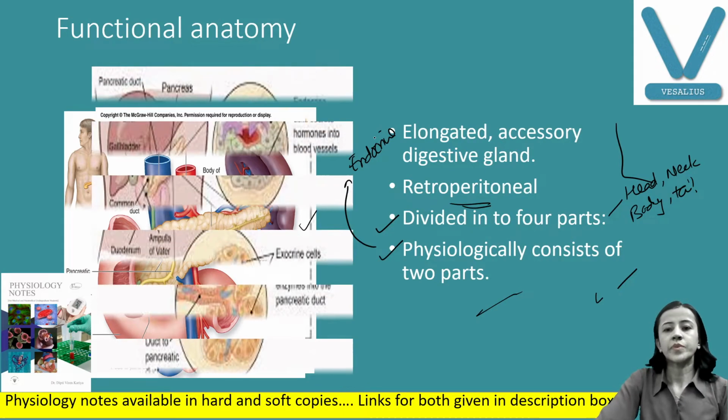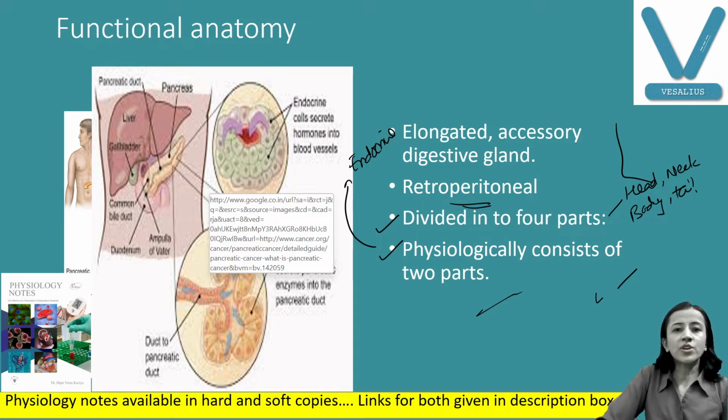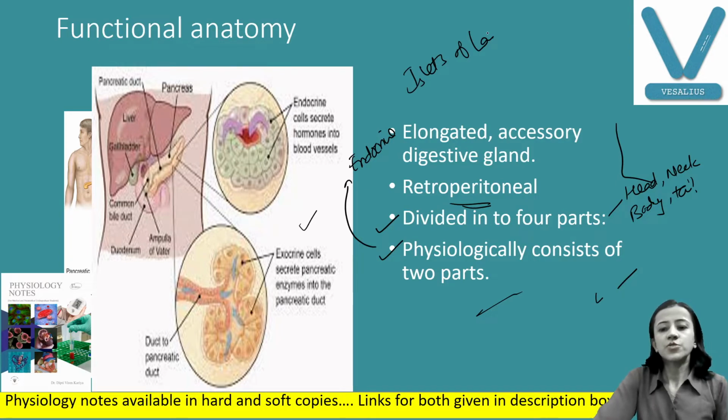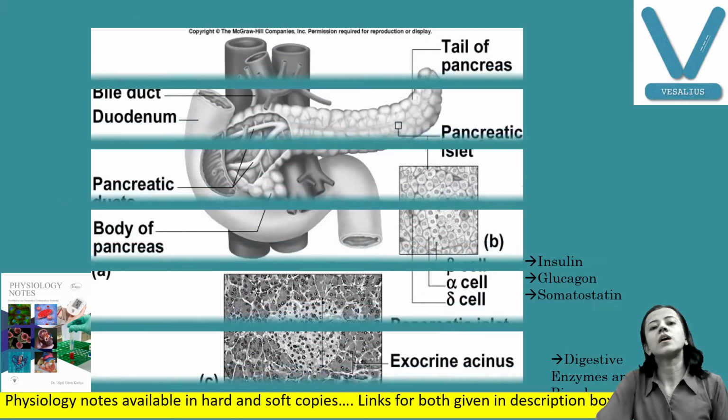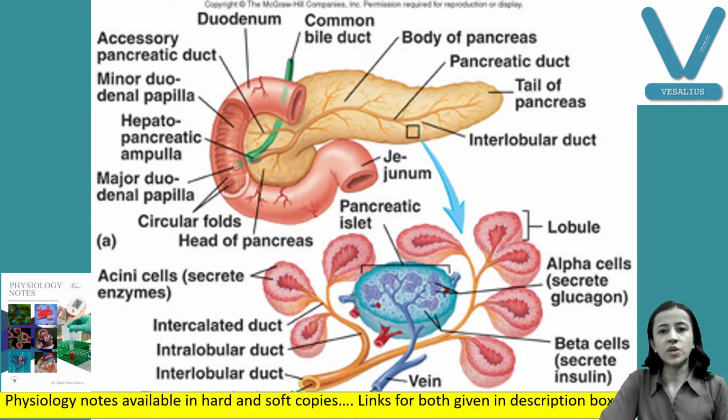Now you can see this is your endocrine part, which consists of islets of Langerhans, which has alpha cells and beta cells. We will discuss all those things in detail in our endocrine physiology. Beta cells secrete insulin, alpha cells secrete glucagon. Along with that, the pancreas is also an exocrine gland because it has secretions.